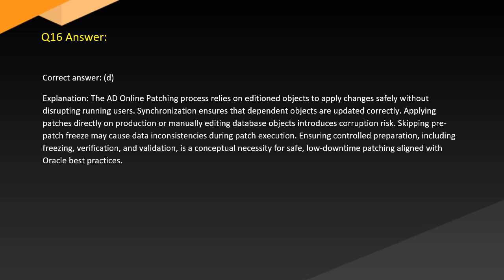Answer. Correct answer. D. Explanation. The add-on line patching process relies on additioned objects to apply changes safely without disrupting running users. Synchronization ensures that dependent objects are updated correctly. Applying patches directly on production or manually editing database objects introduces corruption risk. Skipping pre-patch freeze may cause data inconsistencies during patch execution. Ensuring controlled preparation, freezing verification, and validation is a conceptual necessity for safe, low downtime patching aligned with Oracle best practices.